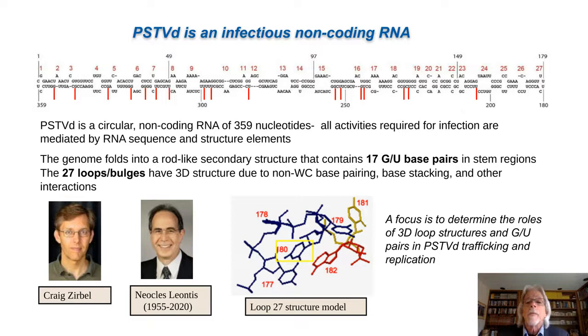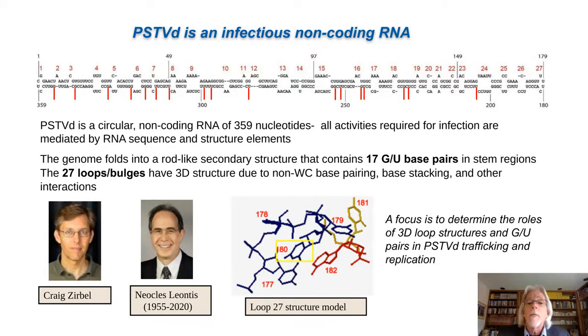Now, a little more about PSTVd. Its genome is shown here. It's a circular non-coding RNA, as I mentioned before, of 359 nucleotides. And again, all functions required for infection are mediated by the RNA sequence and structure itself.